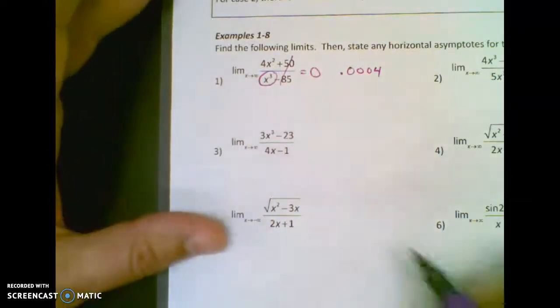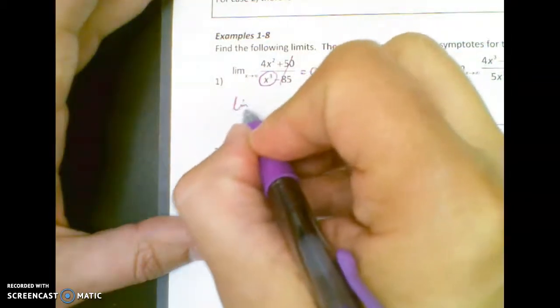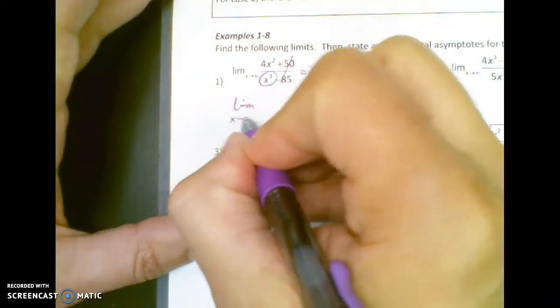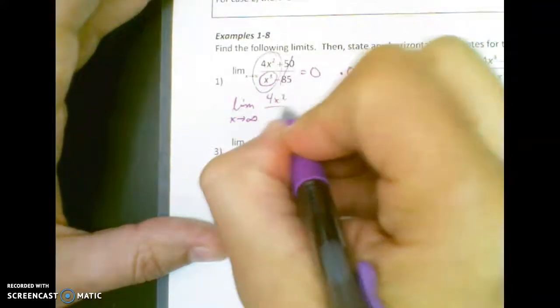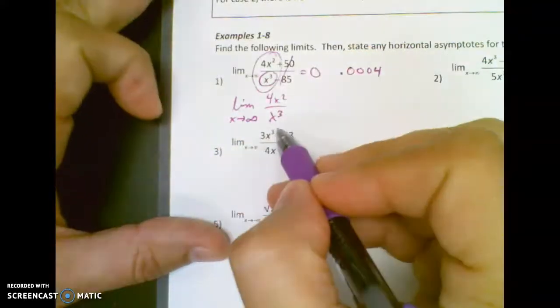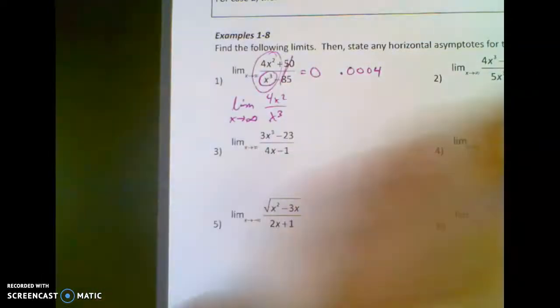The other way I like to do it is I like to just grab the first term of each, right? So I'm grabbing these two, and I cancel stuff out. I pretend the 50 and 85 don't matter, because at infinity they don't matter.